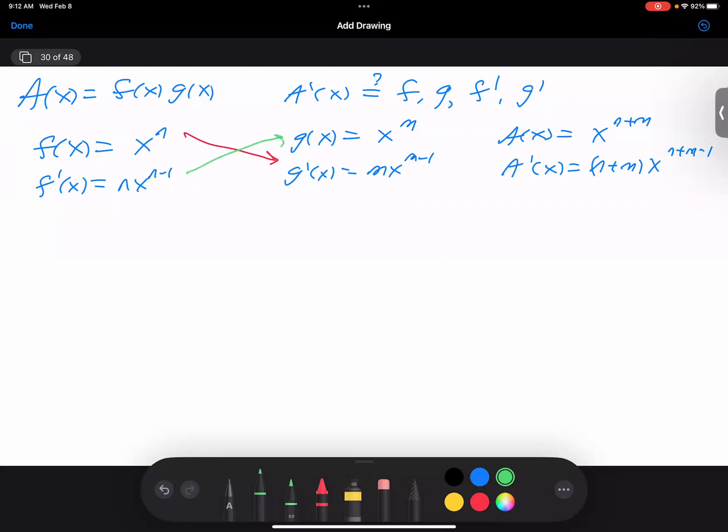Yeah, so if I look at f prime of x times g of x, plus f of x times g prime of x, it turns out that equals a prime of x. So when you do the algebra, you'll get n x to the n plus m minus 1 plus m x to the n plus m minus 1, which is n plus m times x to the n plus m minus 1. Is this a proof of the product rule?